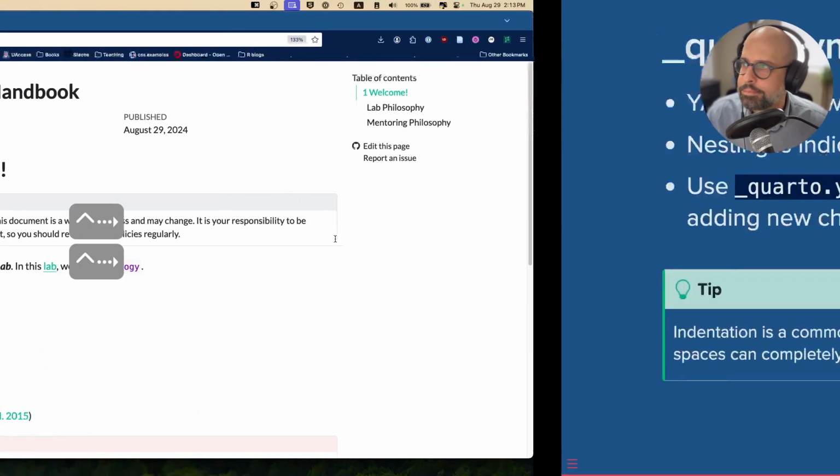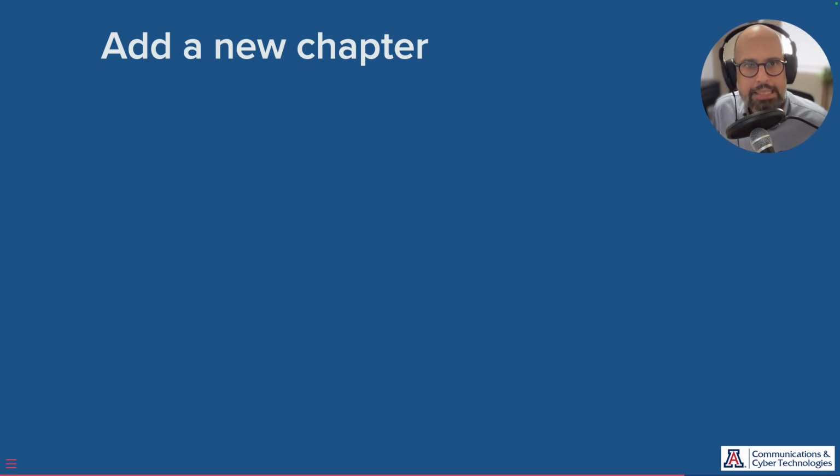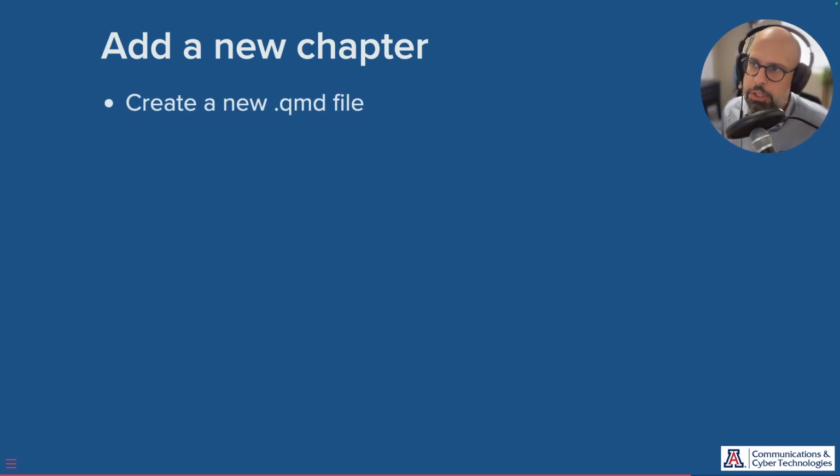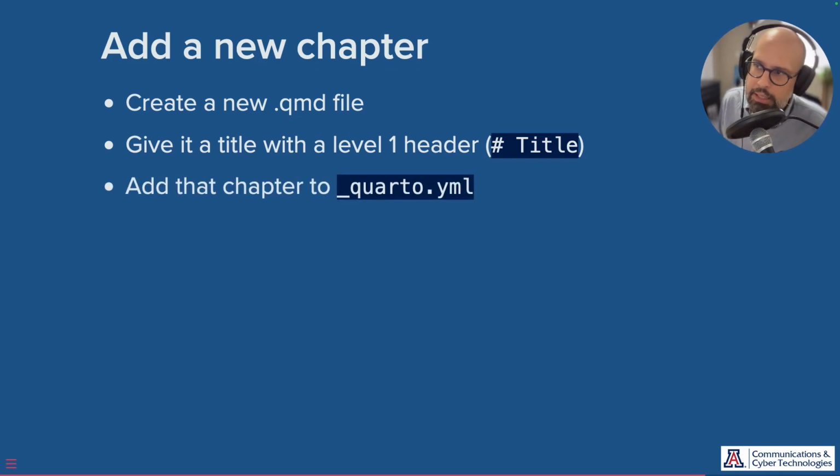Okay, let's go back to the presentation. So we can practice adding a new chapter. This is as simple as creating a new blank .qmd file, giving it a title with a level 1 header, adding some text to it, and then adding that chapter to the _quarto.yml.